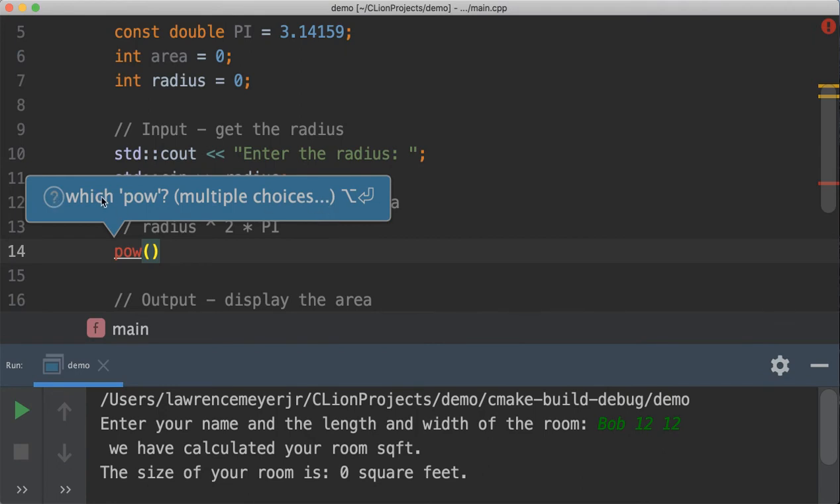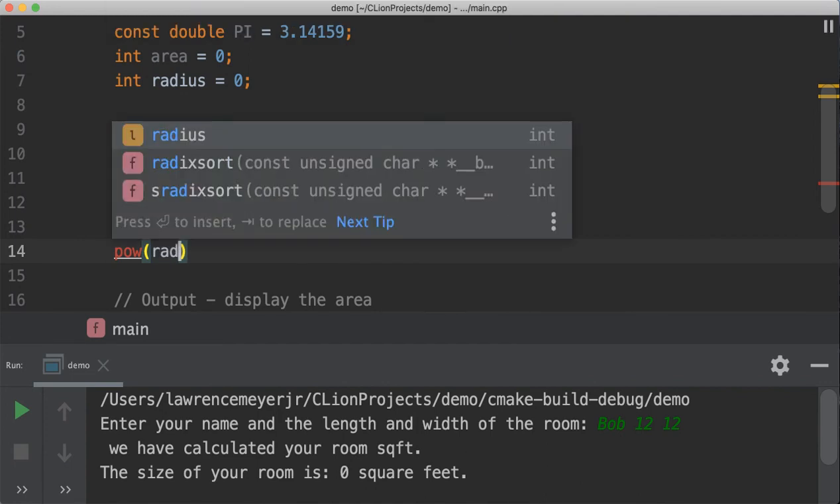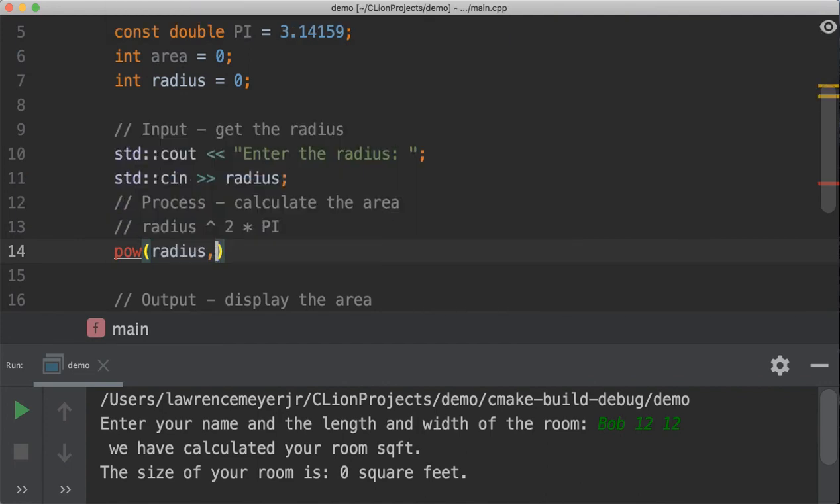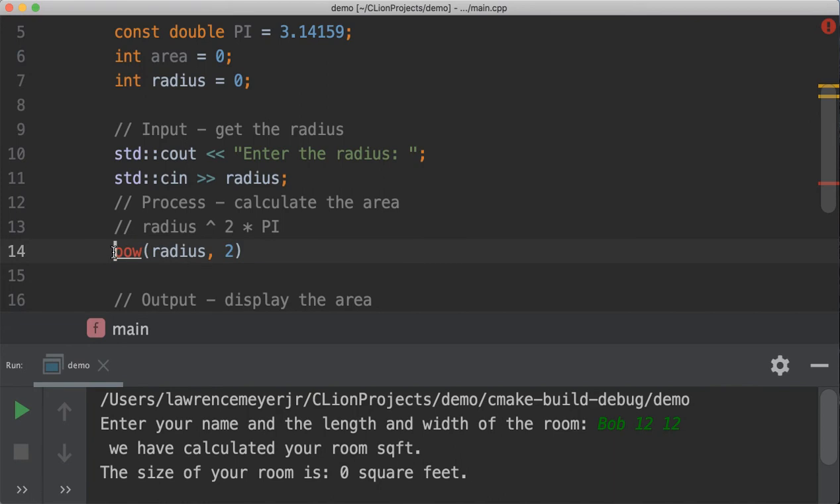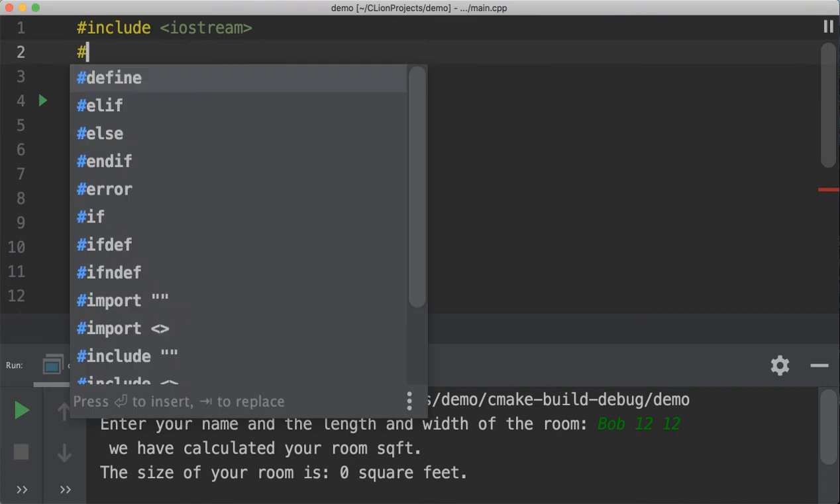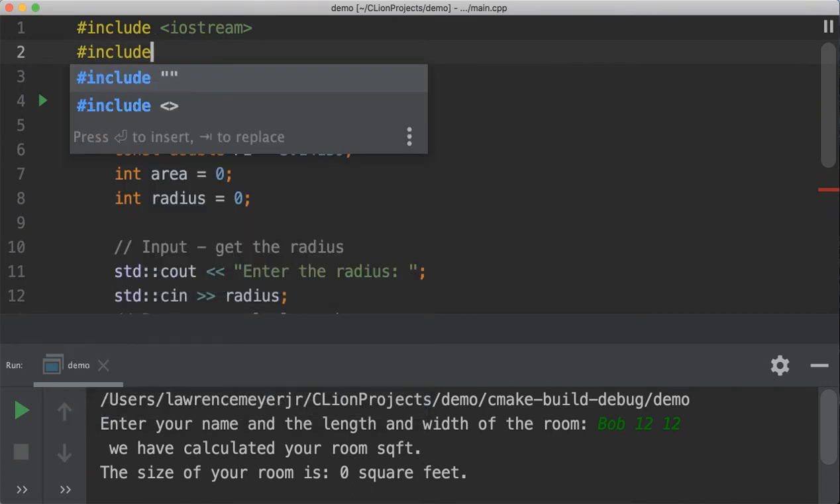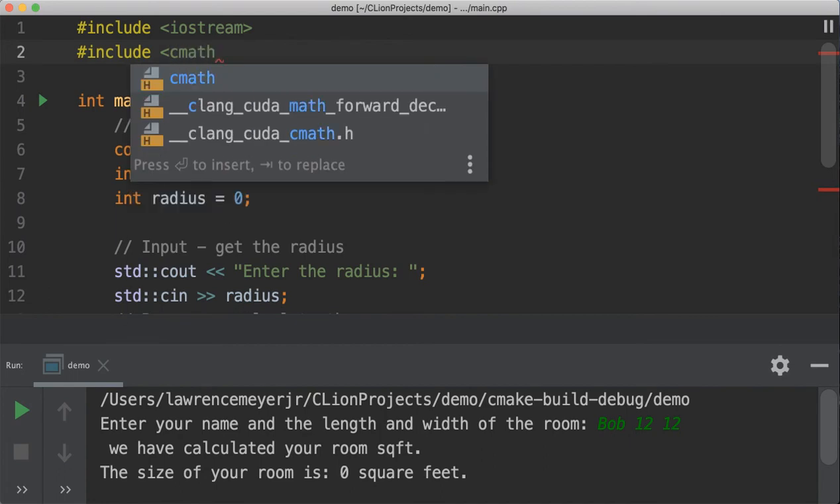Okay. So pow gives us the ability to take a number and then raise it to a power. In this case, we wanted to take the radius and raise it to the power of 2. And that will generate for us an answer. Now, we don't really have pow because we don't really have it as part of iostream. What we have, though, is a library that is a system library called cmath.